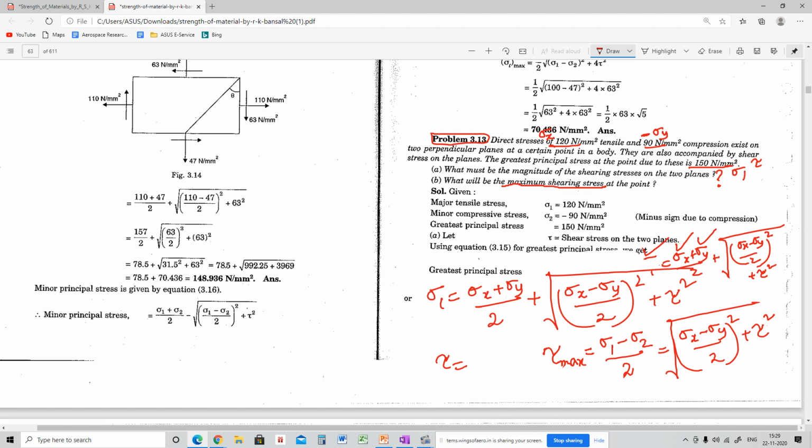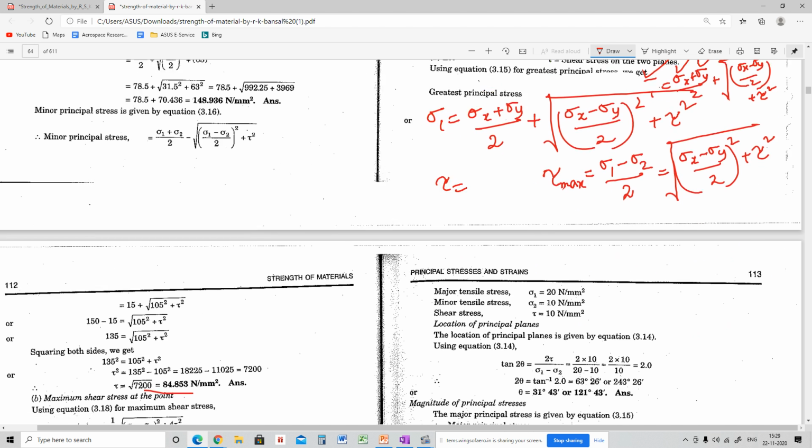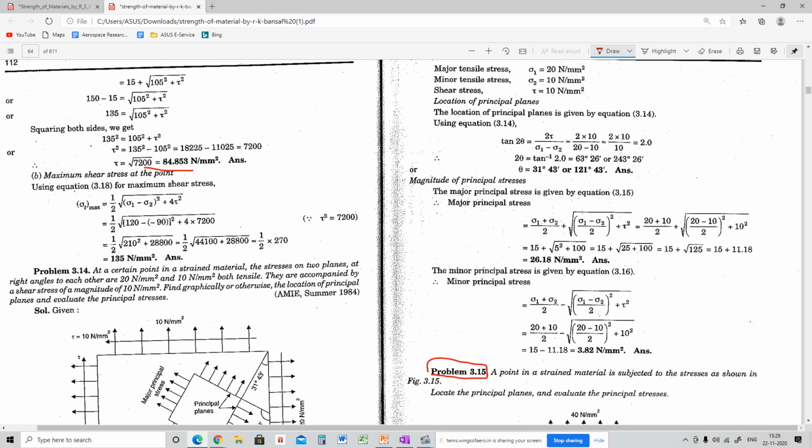It's 135 Newton per mm square. Very good. Yes. Now we will solve another problem.